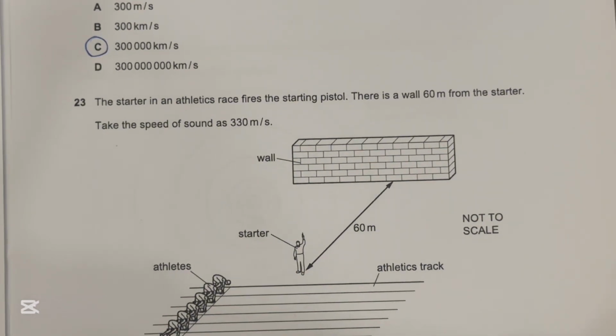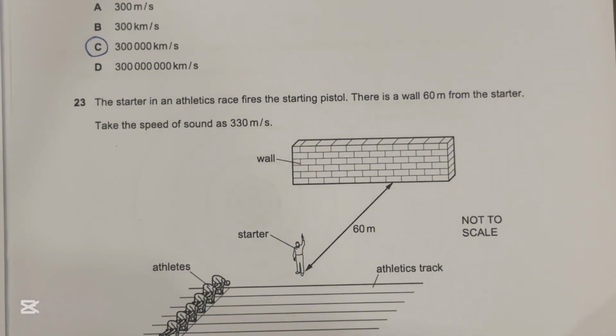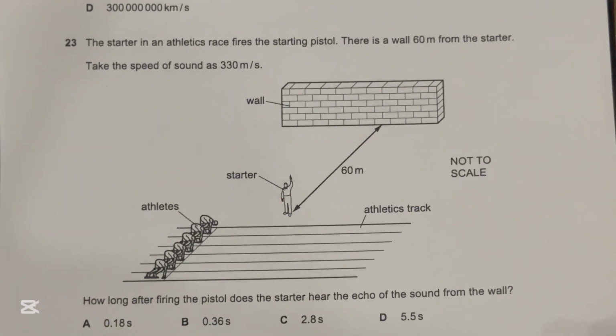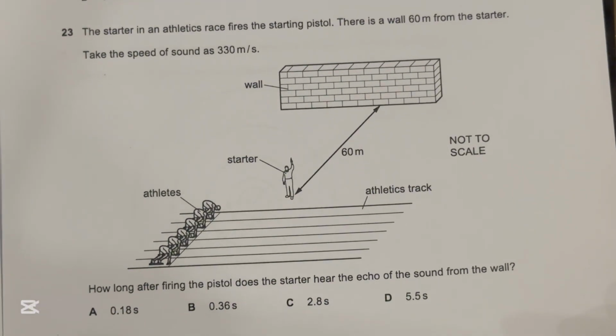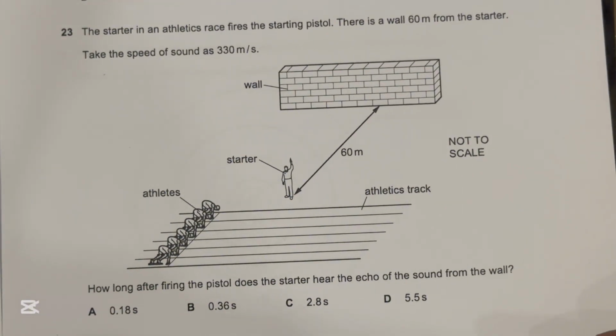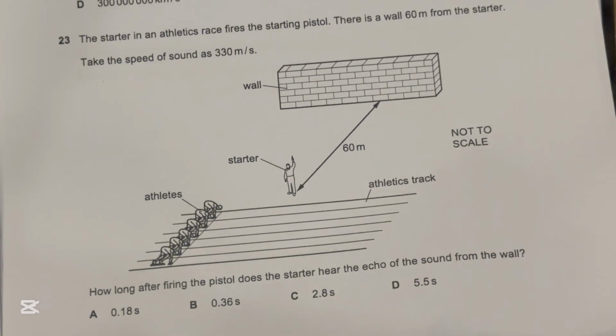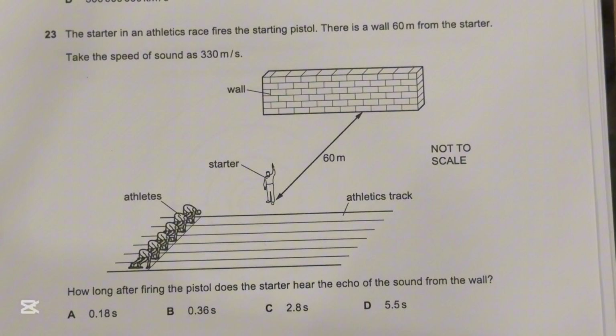Moving to question number 23. The starter in the athletic race fires the starting pistol. There is a wall 60 meters from the starter. Take the speed of sound as 330 meters per second. How long after firing the pistol does the starter hear the echo of the sound from the wall?